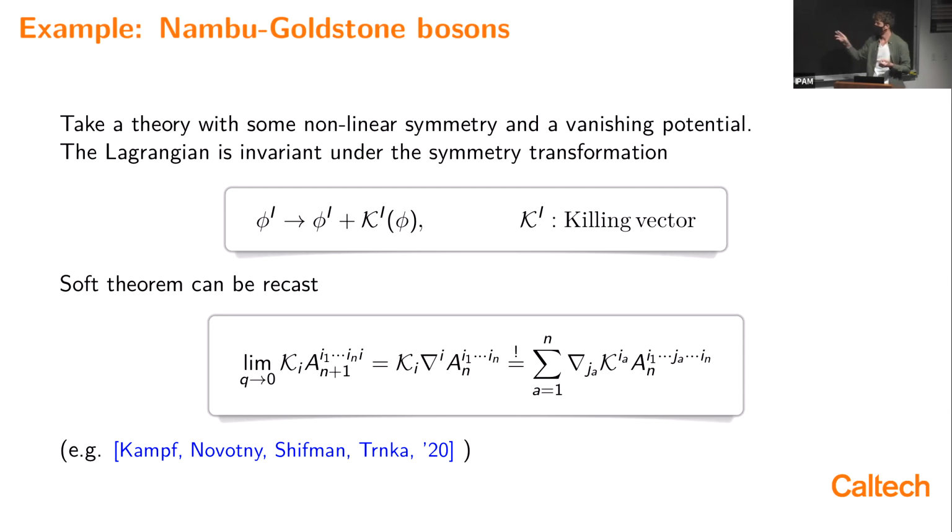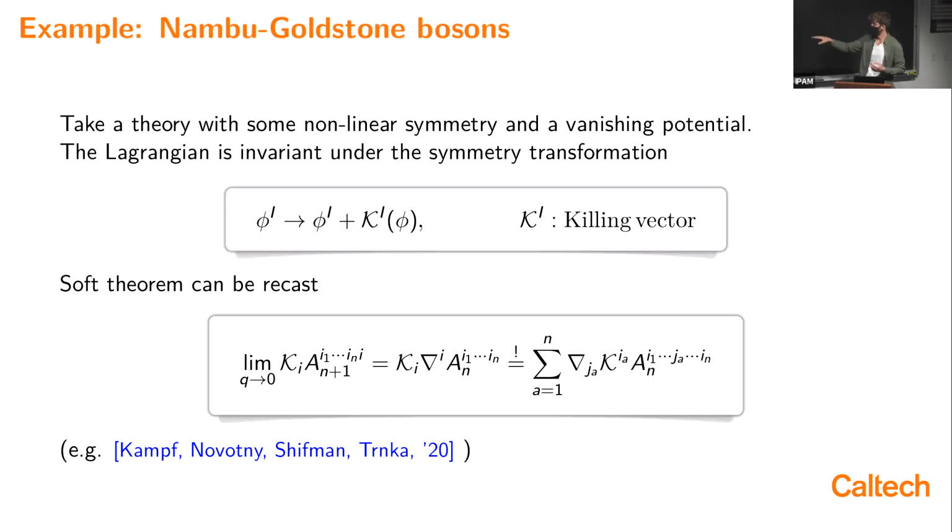And because this is a symmetry of the Lagrangian, it's also a symmetry of the amplitude, meaning that the Lie derivative along the Killing vector of the amplitude vanishes. And that allows you to swap where the covariant derivative is acting. So instead of acting on the amplitude, it can be acting on the Killing vector itself. So you just get this prefactor, like nabla K, and then you sum over all the legs in the amplitude, the low point amplitude.